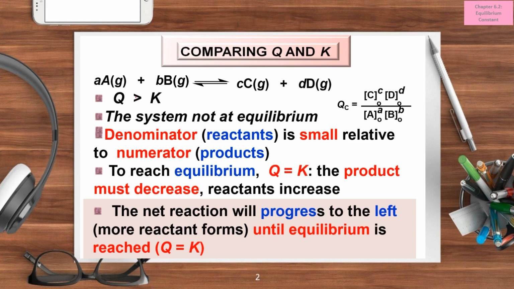If Q is bigger than K, it means the concentration of the reactant is smaller and the concentration of the product is bigger. So the system is not at equilibrium because the reactant denominator is small relative to the numerator, which refers to the products. How do we achieve Q equals K? To achieve equilibrium, the product must decrease and the reactant should increase. Therefore, the net reaction will progress to the left, in order to form more reactant, until equilibrium is reached and Q equals K.